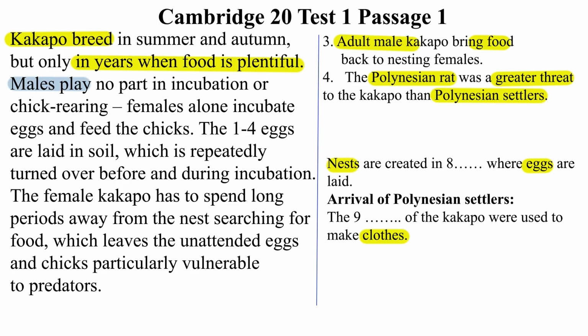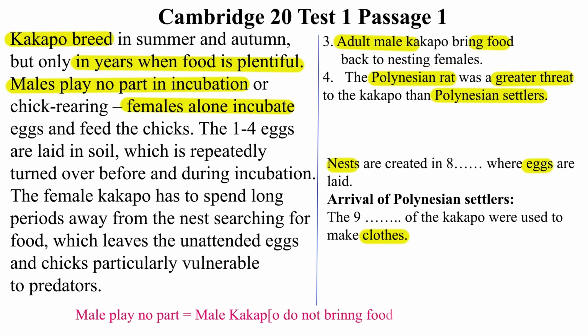Males play no part in incubation or chick rearing. Females alone incubate eggs and feed the chicks. Here, male and female keywords are connected with question number 3. Males play no part in incubation or chick rearing. Females alone feed the chicks. So, adult male kakapo do not bring food. Females alone handle everything. Here question number 3 is false.